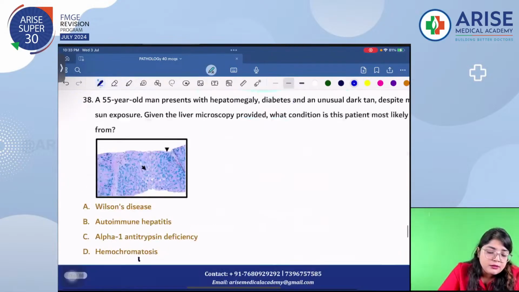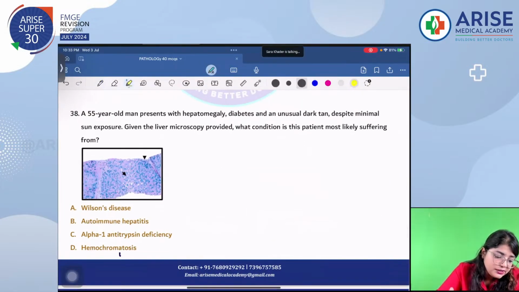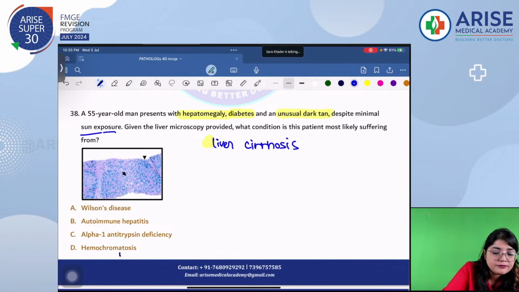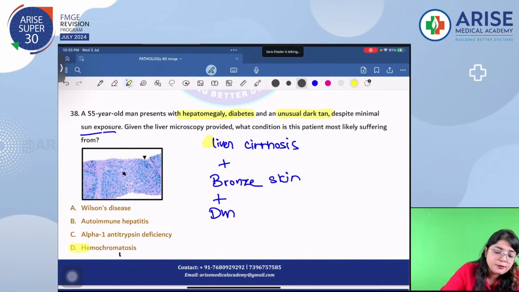Okay? Look at this question now. We are just done. Very good, Gautam. Look at this. So there is hepatomegaly, diabetes, unusual dark tan, and minimal sun exposure. But so this is a triad, right? What's the triad? This patient might have liver cirrhosis with a bronze tan with diabetes. This is actually the triad of hemochromatosis.